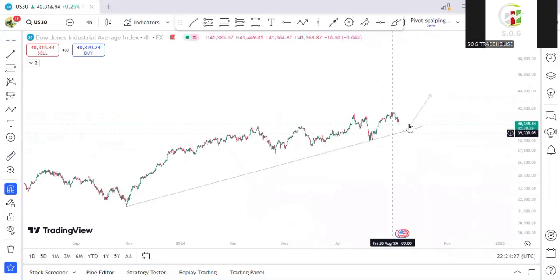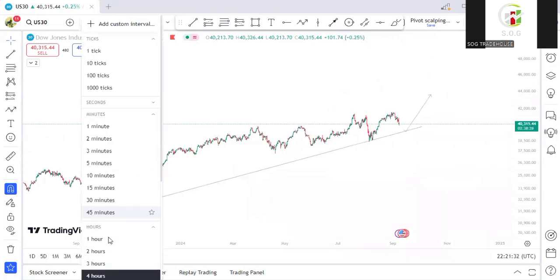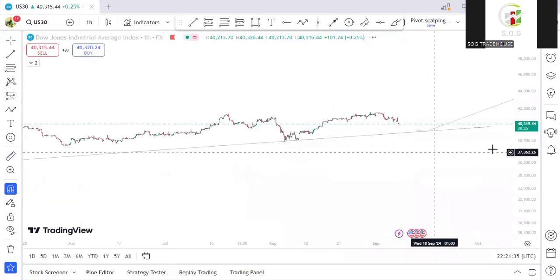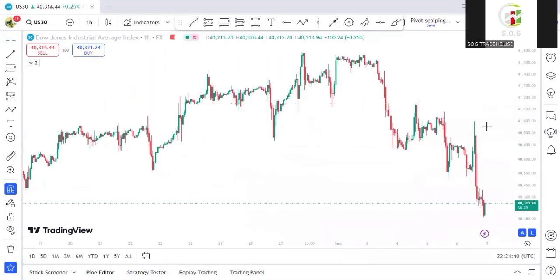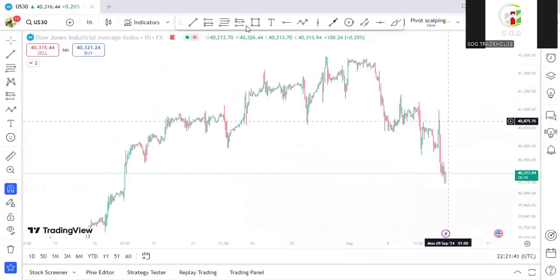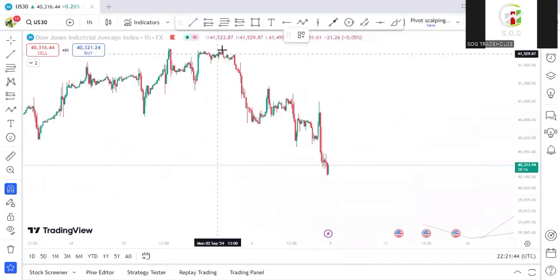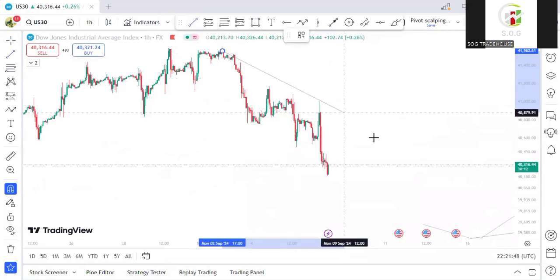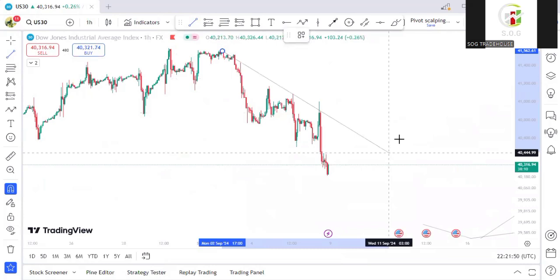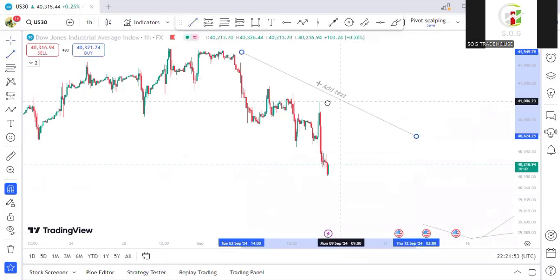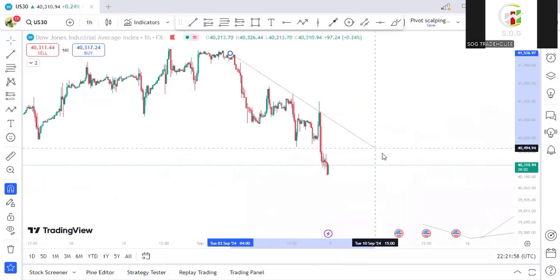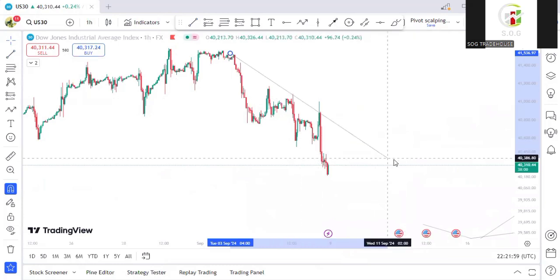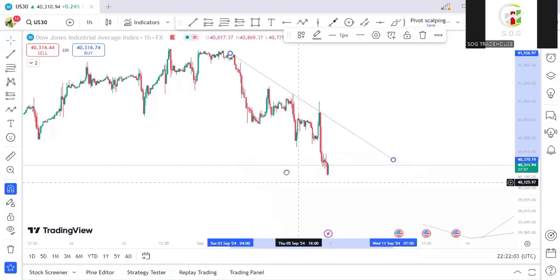So this is what we should be watching on US 30. But let's see what's happening on the 1 hour time frame if we can join the move to the downside. On the 1 hour time frame, we can also connect our trend line. So there's a high here, there's another high, and there's another high. Connect this high, second touch, and then the third touch.